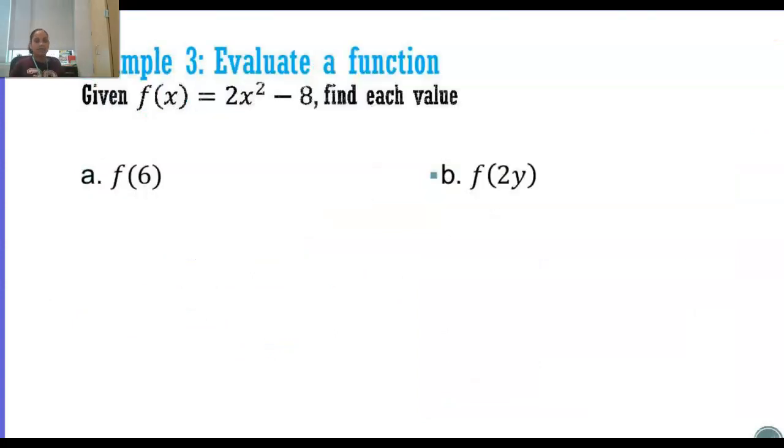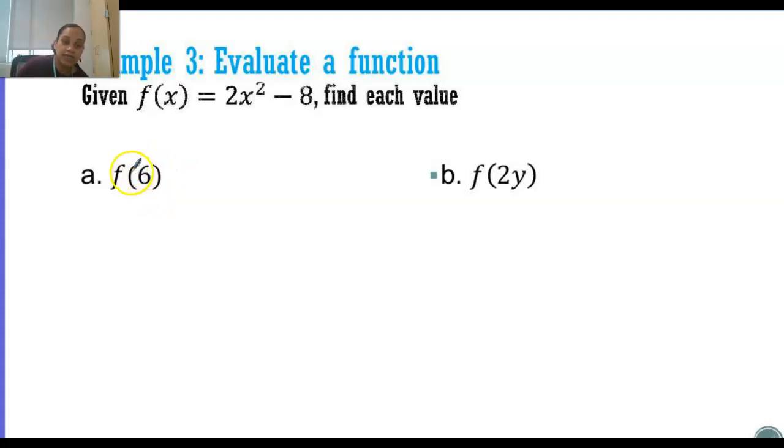And lastly, we're going to talk about evaluating. So you might have seen this in the past, f of x. So this is, f is a function. This is called a function. f of x equals 2x squared minus 8. We have to find each value here. We're looking for what is the value when x is 6, and we're looking for the value when x is 2y. So let's see how that would look.